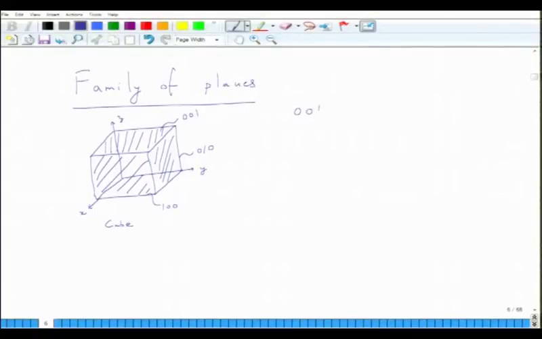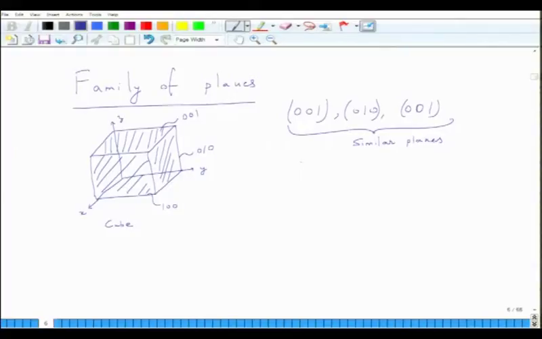So, in a cube 0 0 1, 0 1 0 and 1 0 0 planes are similar planes because of symmetry. If you turn the x axis by 90 degrees, then it would look similar to 0 0 1. If you do the rotation of the y axis, or the rotation of the z axis by 90 degrees, all of them will look the same, right.